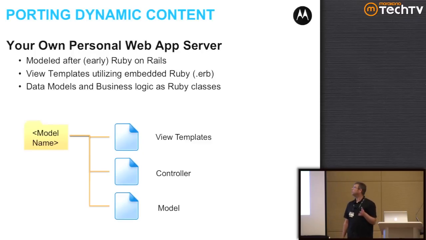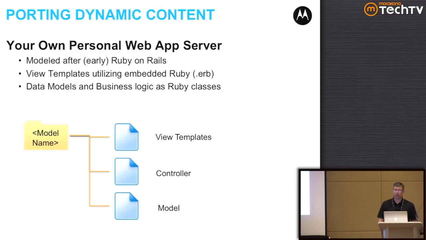You have your own personal web app server when you talk about RhoElements. The structure is modeled after early Ruby on Rails. The current version of Ruby on Rails has really evolved into quite a robust and at times complex environment. RhoElements is quite a bit simpler. It traces its roots back to the early versions of Ruby on Rails.